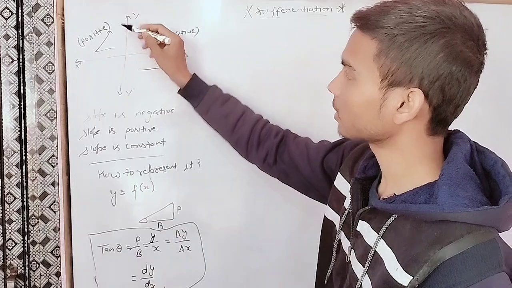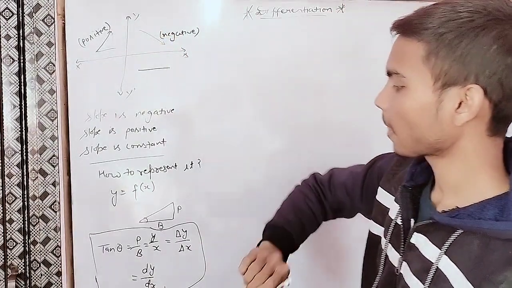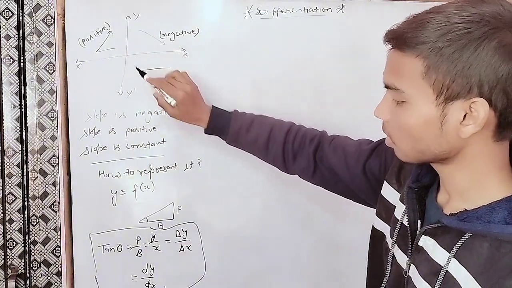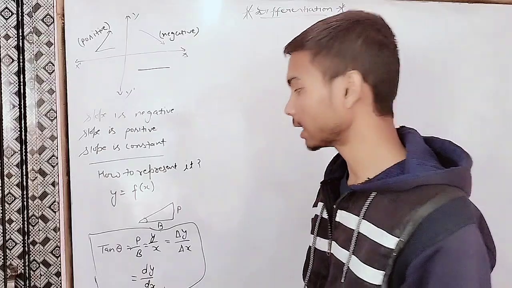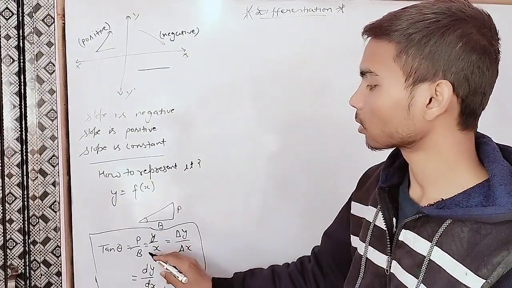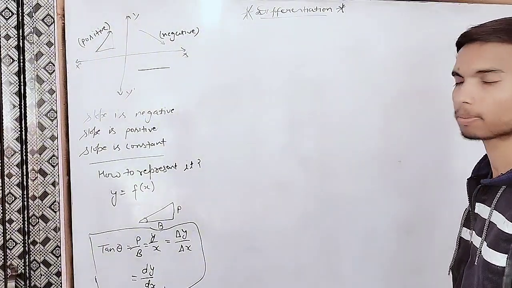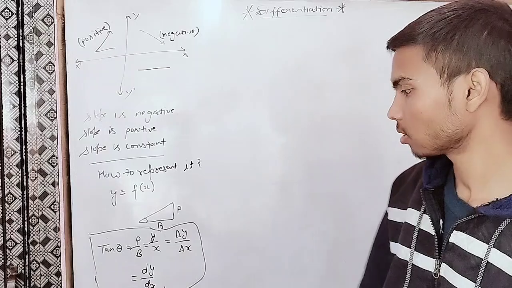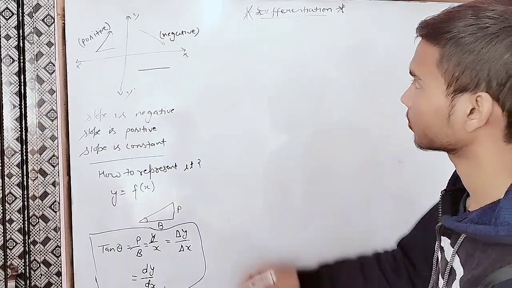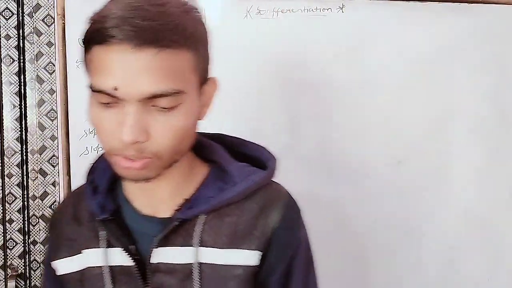So this is y, and this is x. So first of all, dy by dx, how did we write? Because of tan theta. The tan theta formula is p by b. So p is our y and b is our x. Got it. Now I think we should take some questions or some formulas.